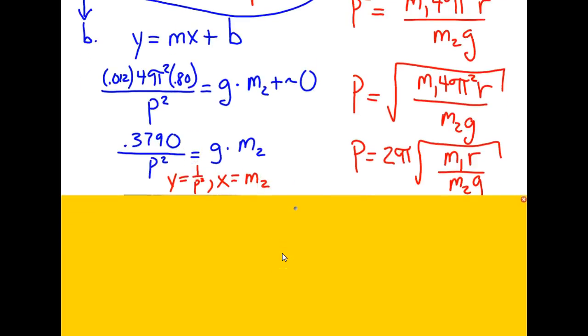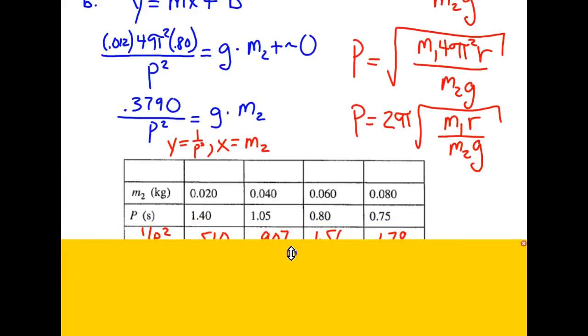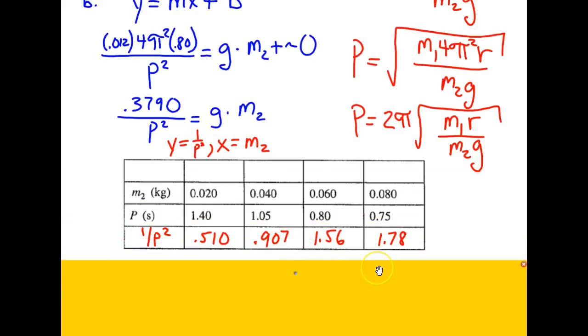Now, on the grid below, plot the quantities determined in part B, label the axes, and draw the best fit line to the data. You may use the blank rows above to record any values you may need to calculate. So the first thing we're going to recognize in our data table is that they gave us the values of M2 and P. We need the values of M2 and 1 over P squared.